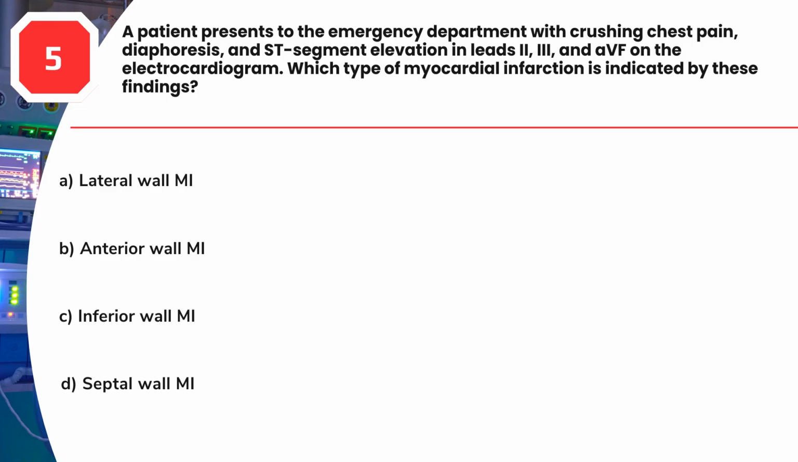Question 5. A patient presents to the emergency department with crushing chest pain, diaphoresis, and ST segment elevation in leads 2, 3, and aVF on the electrocardiogram. Which type of myocardial infarction is indicated by these findings? A. Lateral wall MI. B. Anterior wall MI. C. Inferior wall MI. D. Septal wall MI.